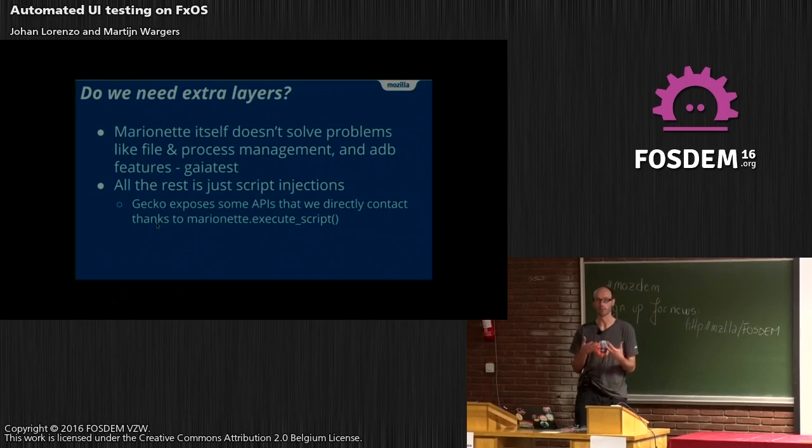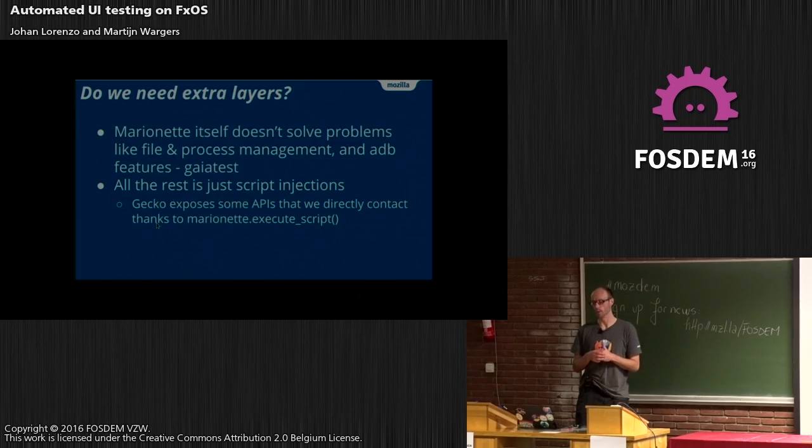We also need to have some file and process management. We need to be able to push some files like videos and images. And we also need ADB features. We need to be able to stop the B2G process, restart the B2G process, and add preferences, settings, and that stuff. And that's just not part of Marionette itself. So we added this as a layer above Gaia test.